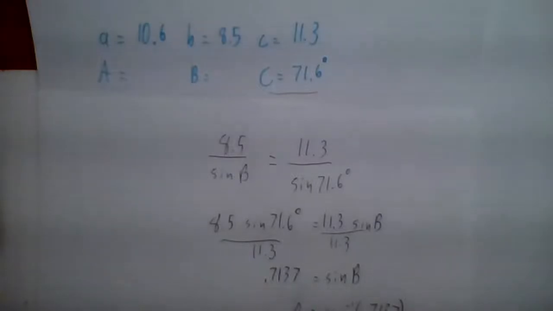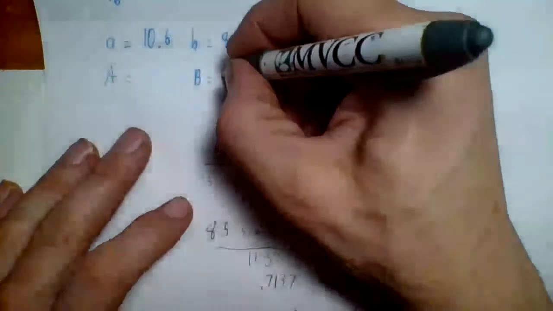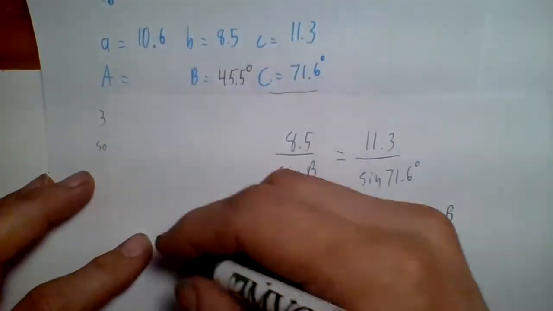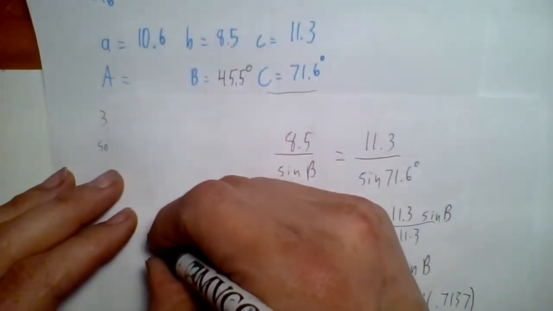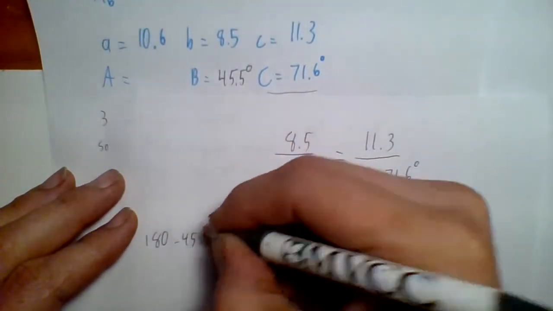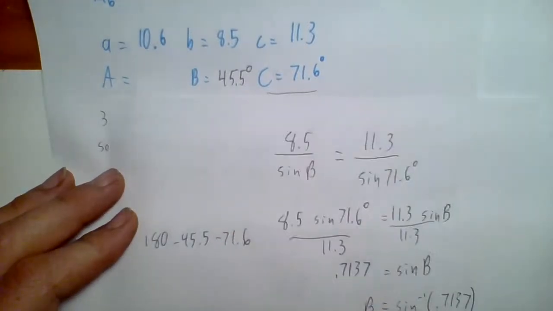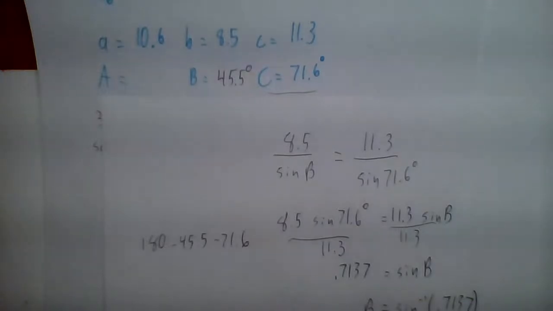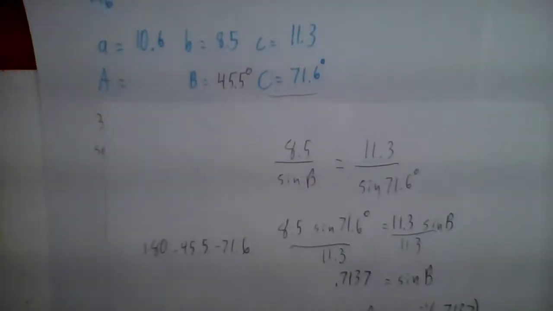The last angle I always get from my angle sum property. So that's good. I can come back up here and fill this in. 45.5 degrees. And then 180 minus both of those will be my third angle. That will finish off the triangle there. Once you know two angles, you get the third pretty much for free, just doing a subtraction problem. 62.9.